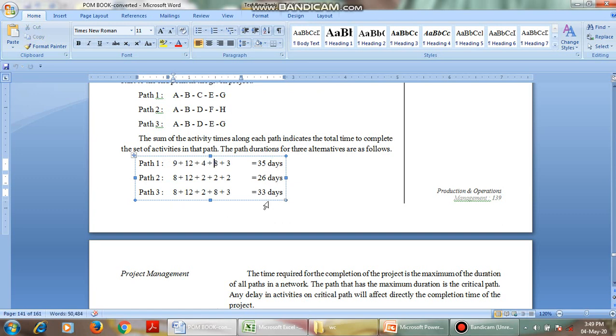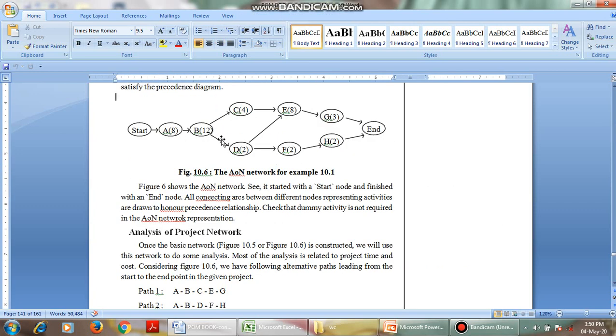See, out of these, which path is having less number of time period? It is having 26 days. That is path 2, that is A, B, D, F, H, is having less time period. Okay, let us see here. This path A, B, D, E, G is having less time period.